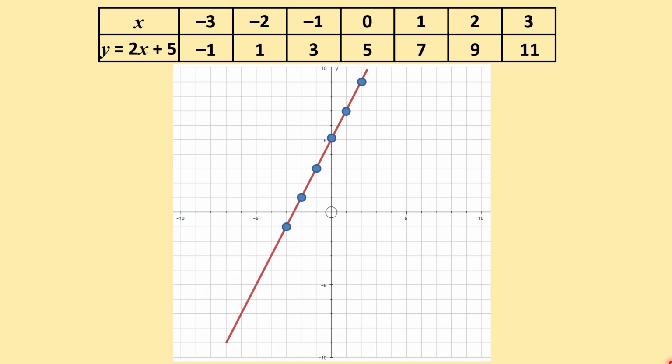Notice that the line slopes up to the right. Notice that this value is positive. Notice the 5, and here we've got a 5 on the y-axis. Always good to try to see a pattern.